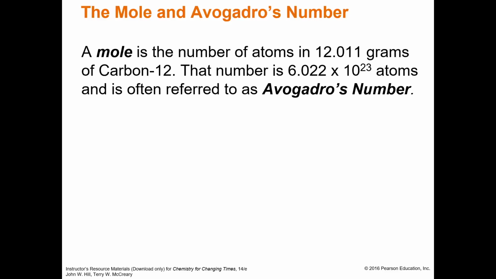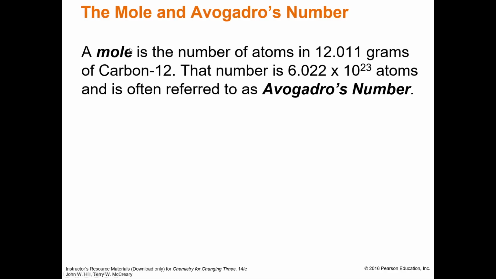So a mole, or Avogadro's number. Now a mole is the number of atoms in 12.011 grams of carbon-12. So that number is Avogadro's number, which is 6.022 times 10 to the 23rd atoms. Now, one of the things I always want to point out, and I want you to understand, is a mole is like a package of something. It's like saying I have a dozen donuts, okay? A dozen means 12, doesn't it? It means you have 12 donuts.